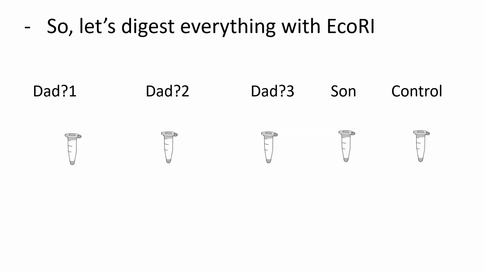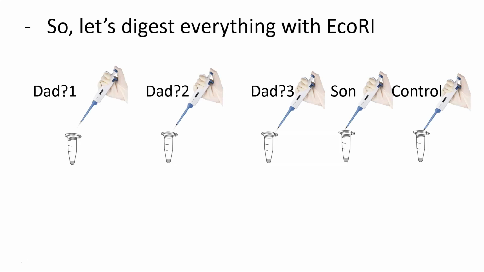So let's go ahead and digest everything with EcoR1. How do we digest things with EcoR1? You pretty much just pipette it in. You add your EcoR1. There's a few other steps, but that's mainly it. It kind of just does its thing, mostly on its own. It's going to cut up that DNA.